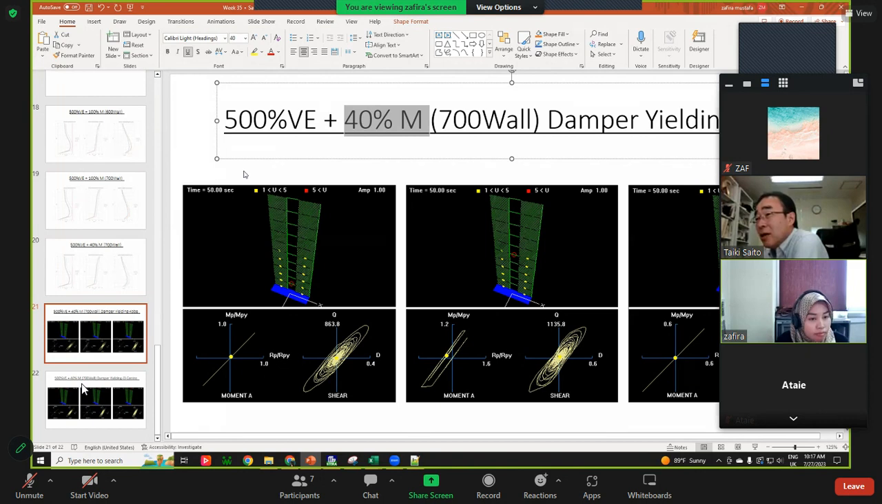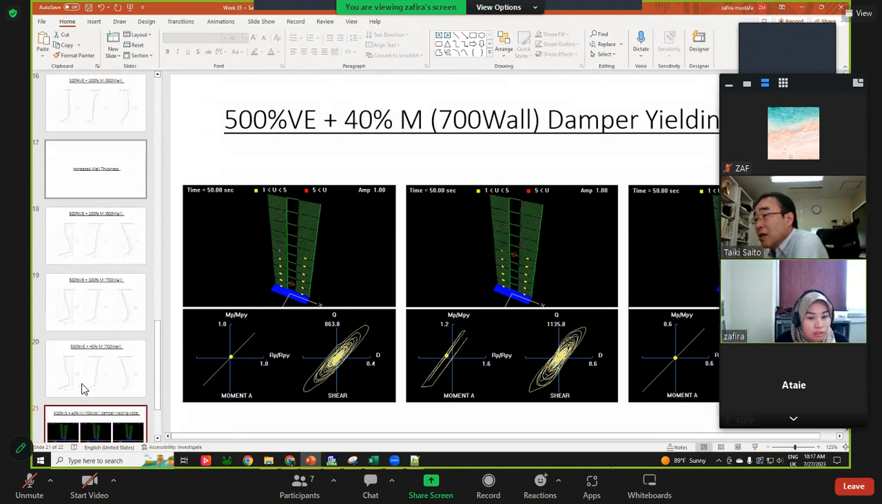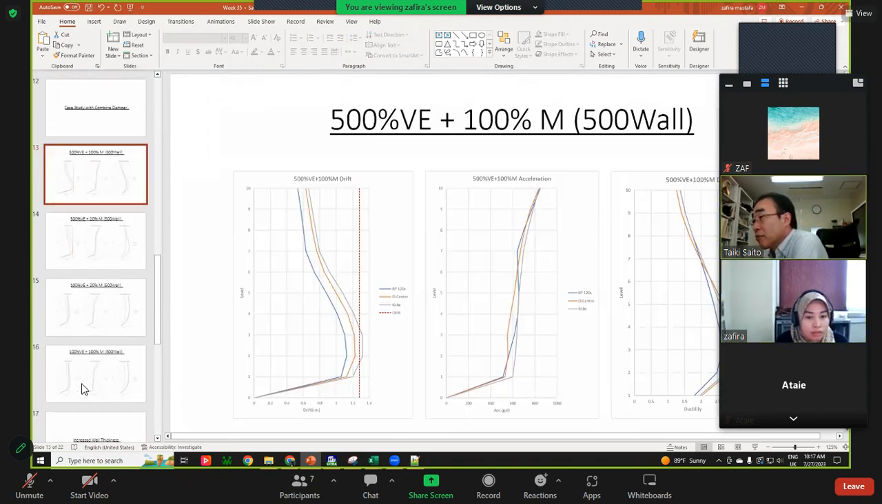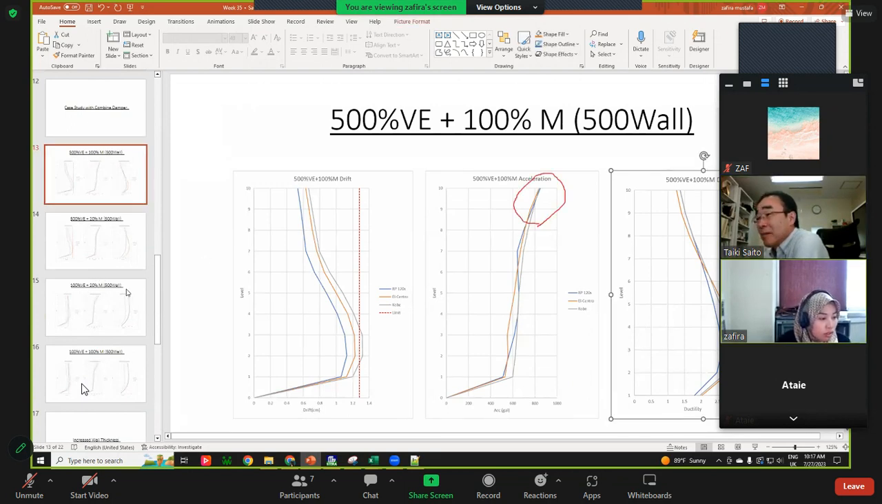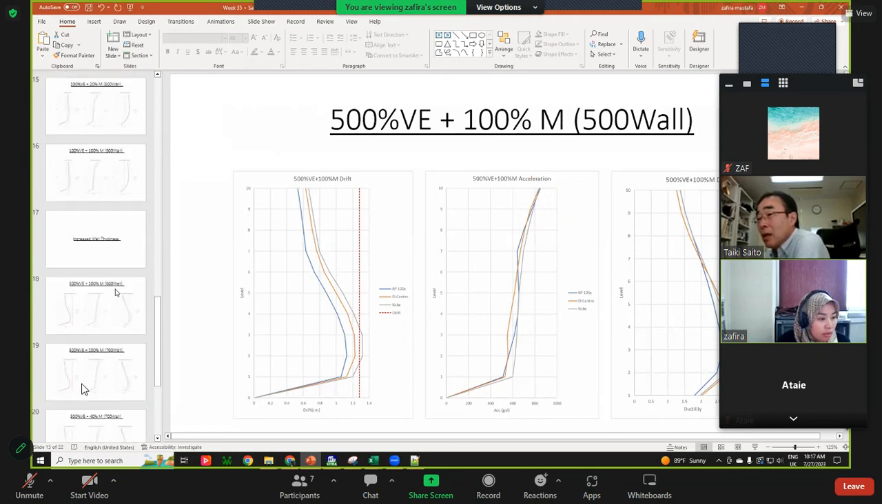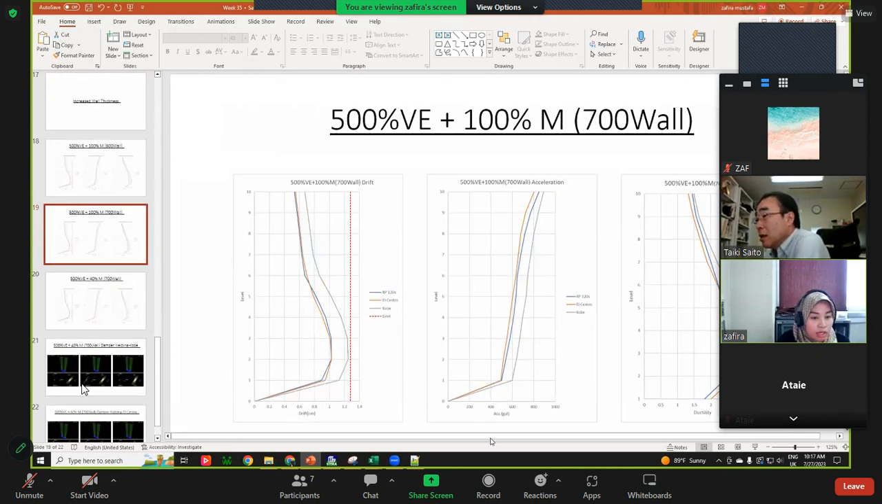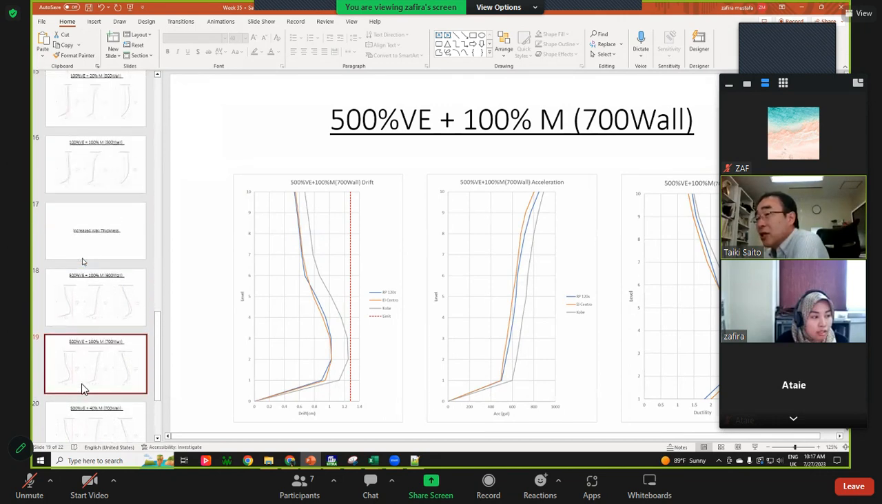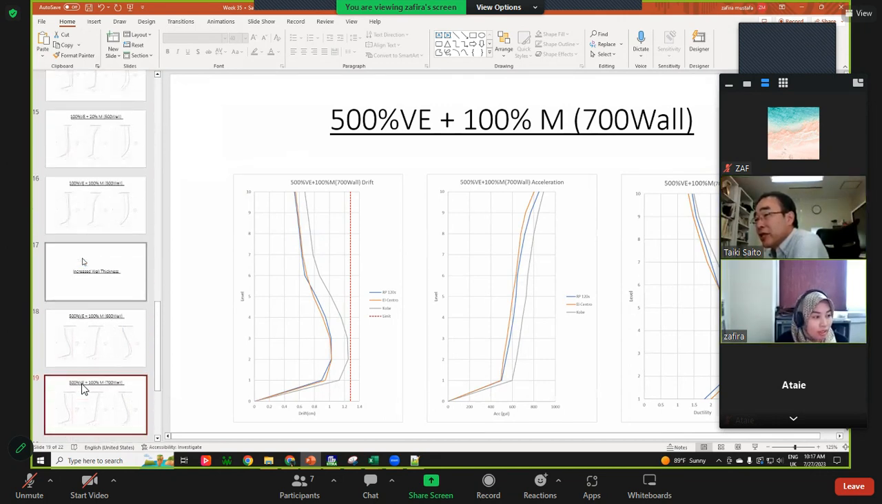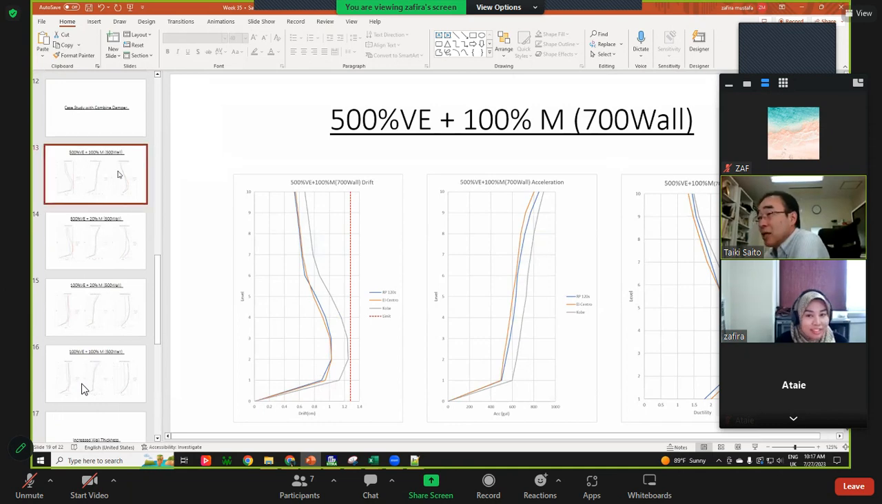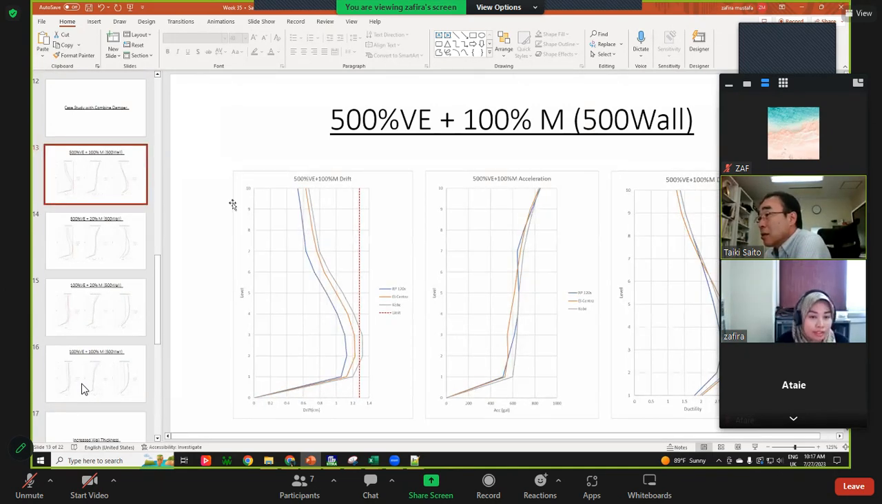Okay, let's see acceleration. Acceleration for this one. In all cases, I'm curious about the top story. Always it is more than 800. Even when you combine. I think it's slightly improved for the acceleration when we increase the wall thickness. No, don't change the story. I don't want to change the story.